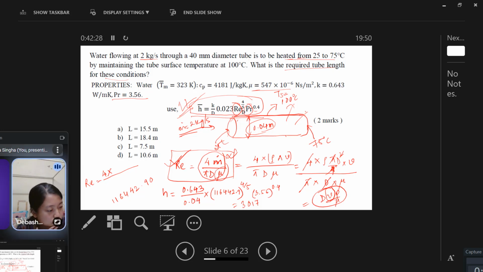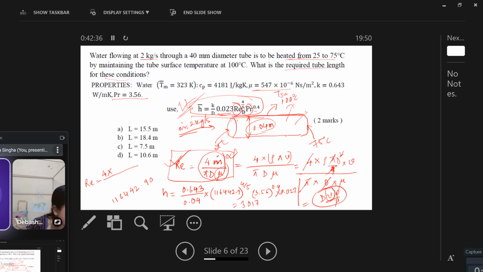Sorry, there should be this term also, 0.023. Did you calculate with this? No, ma'am, I also did not write it. Just follow this equation. So h is 6939.83.